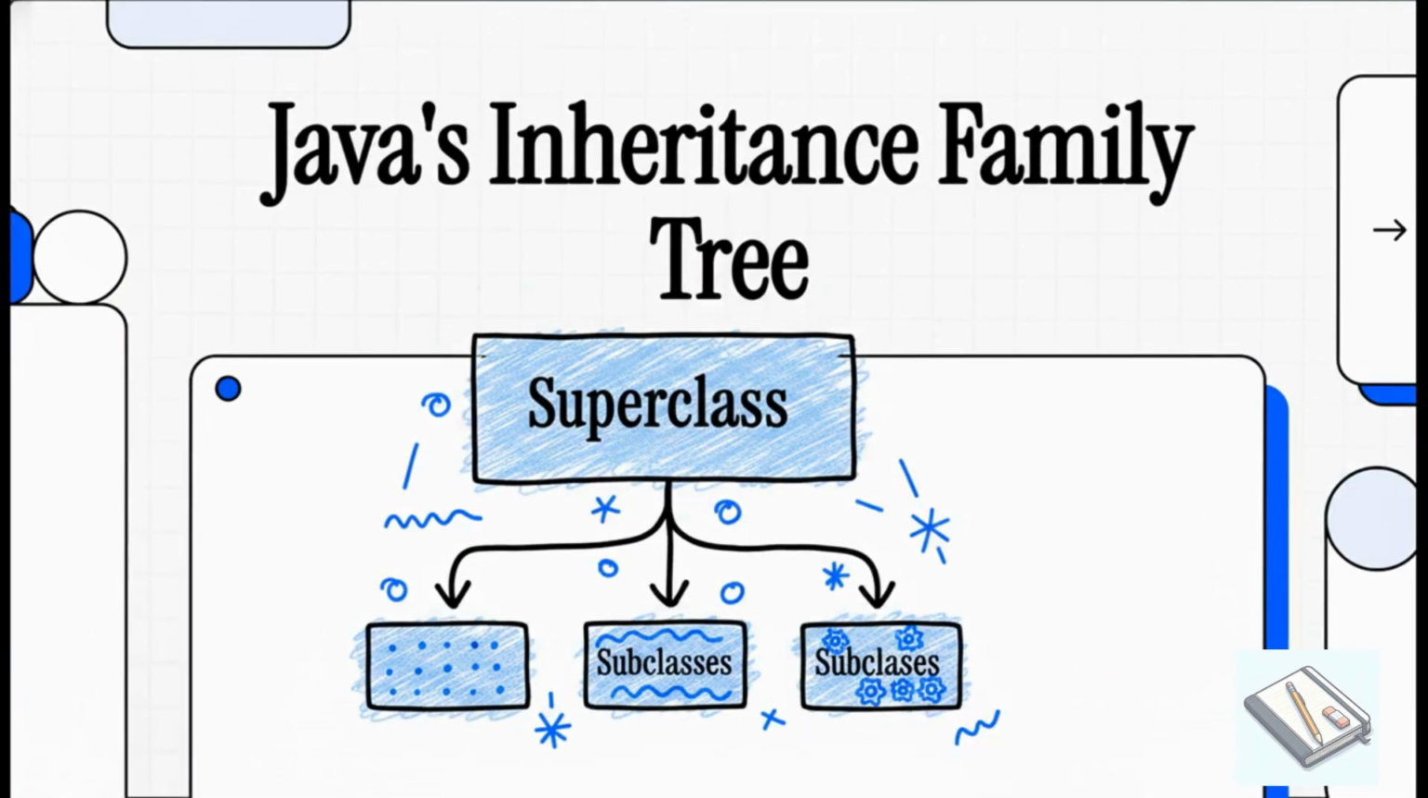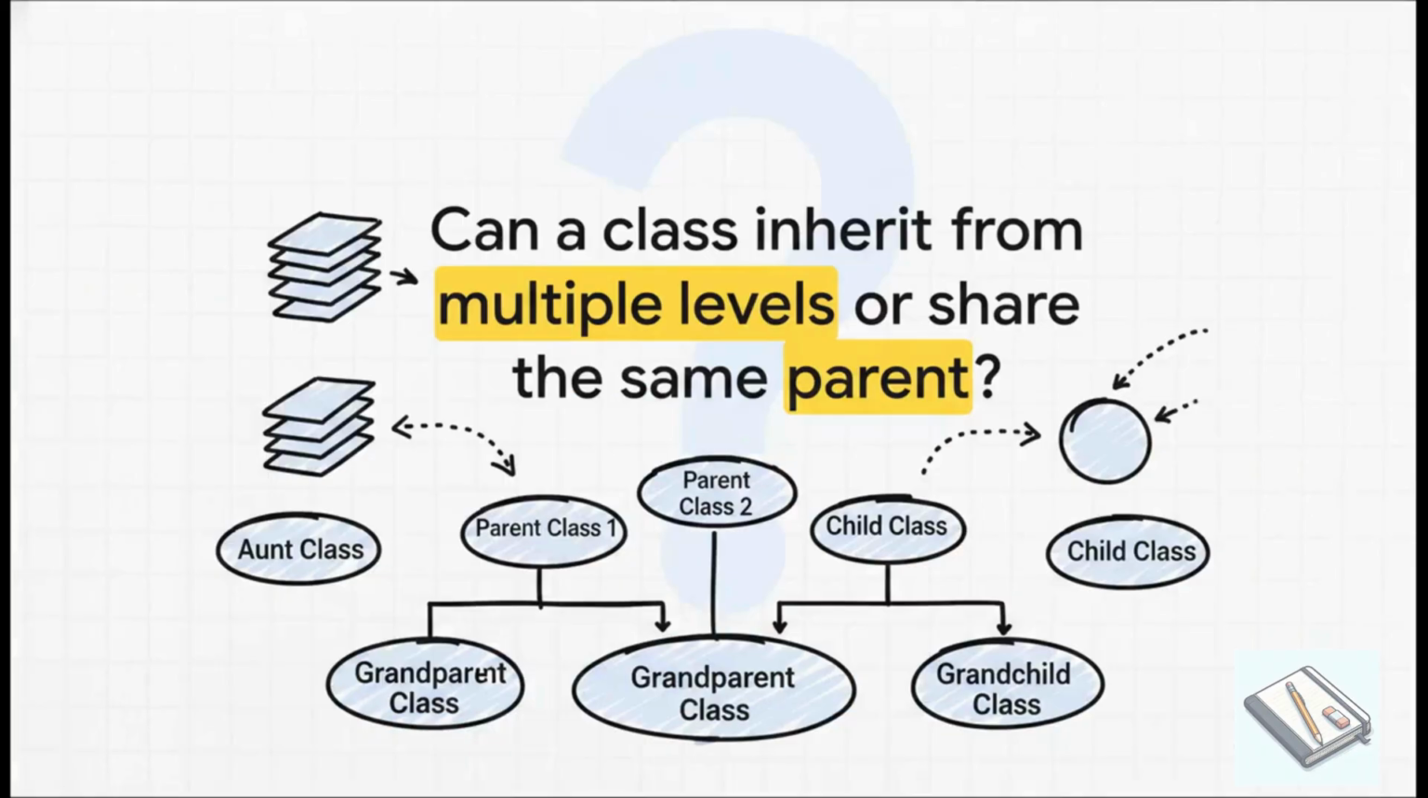Let's talk about Java's inheritance family tree. We're going to break down how classes can pass down traits, kind of like in a real family. So let's just jump right in with a question that pretty much every Java dev asks at some point. Can one class inherit from multiple levels, like a grandparent, parent, child setup? Or can a class even have more than one parent?